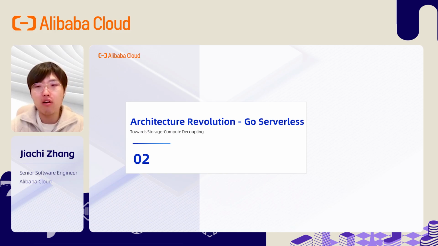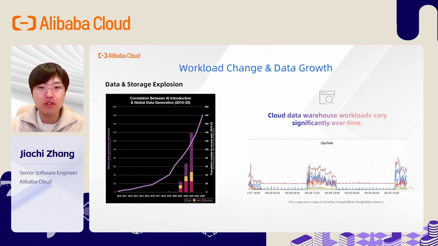Now let's look at how AnalyticDB for PostgreSQL is evolving through its architecture revolution. It moves towards a serverless model and true compute and storage decoupling. So why do we need serverless? As shown on the left, the rise of generative AI has triggered an explosion in data and storage demands. It requires solutions that are both more cost-efficient and highly scalable.